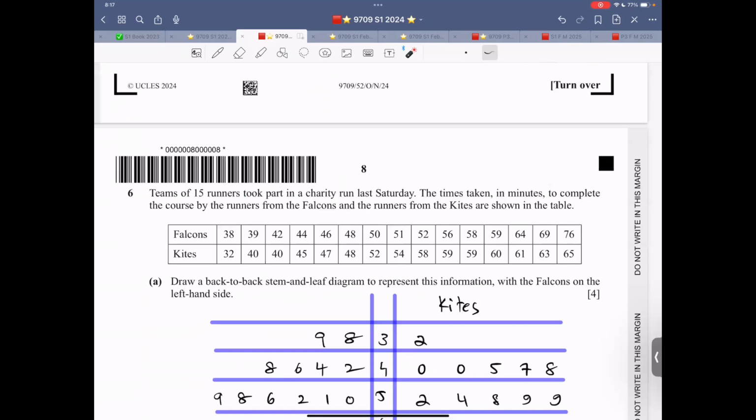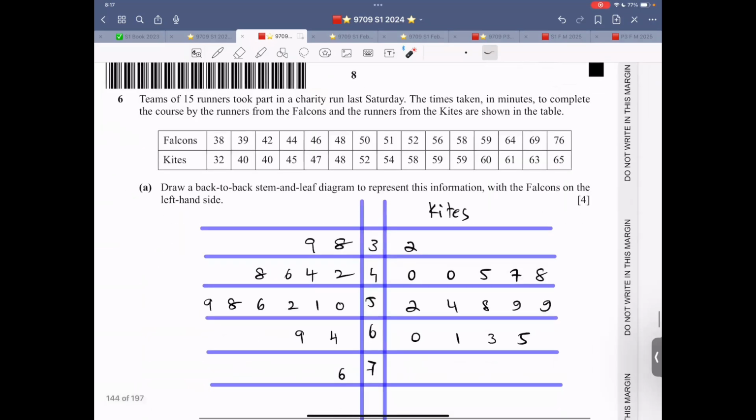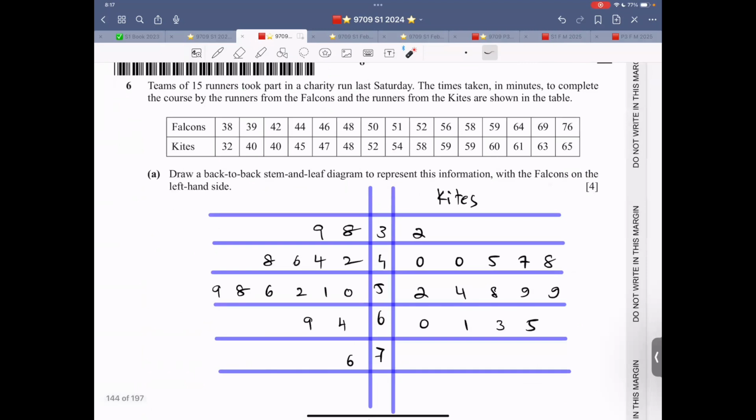Now, the other questions, I have already done. So now let's look at this. It says a team of 15 runners took part in a charity run last Saturday. The time taken in minutes to complete the course by the runners from the Falcons, so there are the Falcons over here, and the runners from the Kites, these are the Kites people over here. Draw a back-to-back stem plot to represent this information. So Kites is on the right with Falcons on the left-hand side. So therefore, this is Kites and this is Falcons.